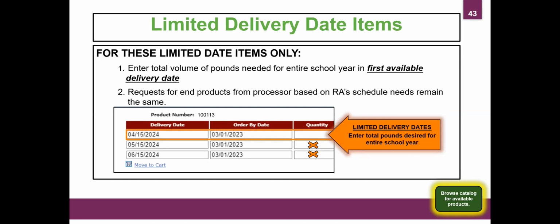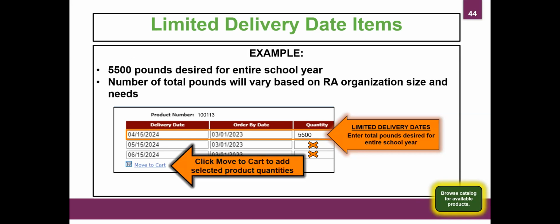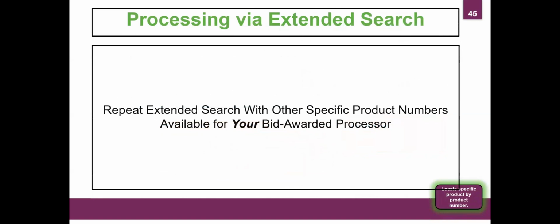Okay, so once we've entered our quantity, then you follow that same process to move it to your cart for those exception items. So we enter the total pounds, move it to our cart. And then you can repeat with your other product numbers. But remember, we're suggesting that you keep all of your material items that are going to one processor within one order. That's sometimes the easiest versus mixing and matching different processors within an order.